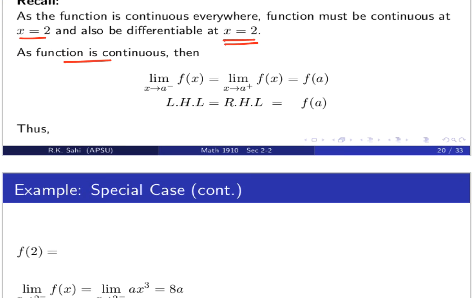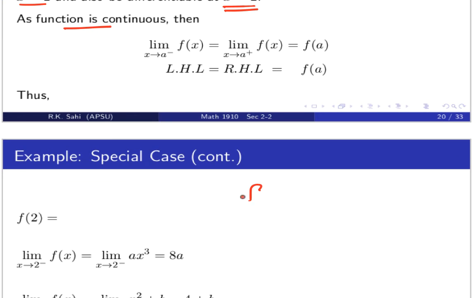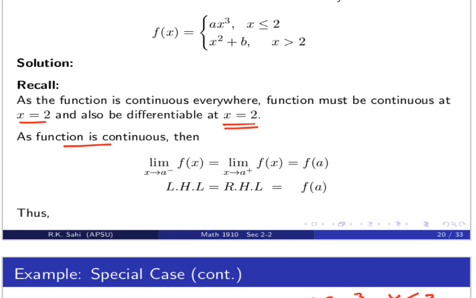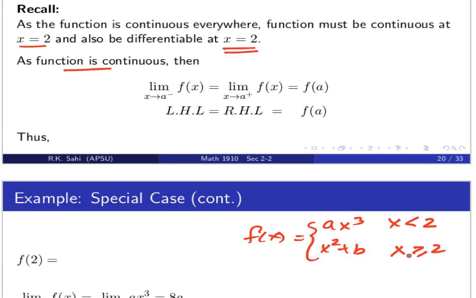So let's come here. I'm going to write down the function here: f(x) equals ax cubed, and x squared plus b. Let me just check that again. Oh, it's x less than or equal to 2, sorry, and this is x strictly greater than 2. Okay.